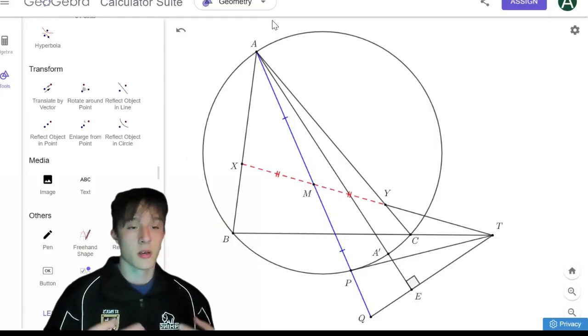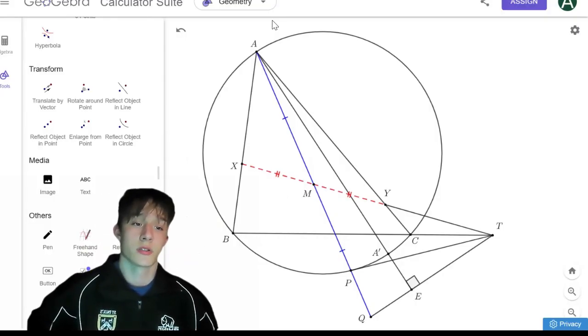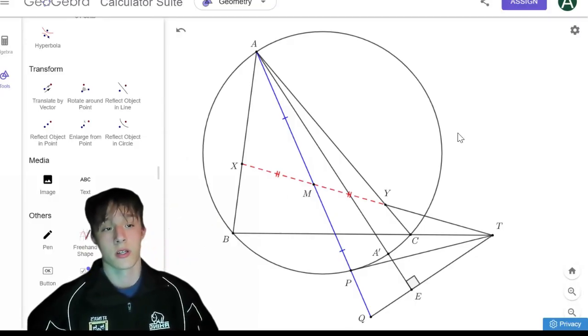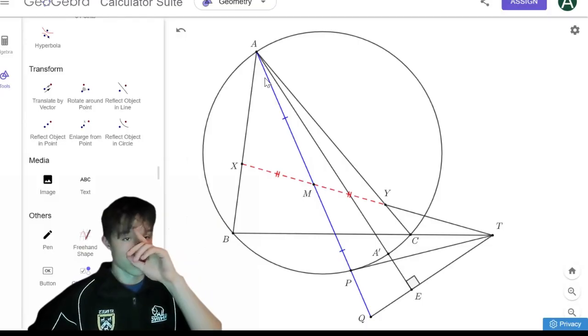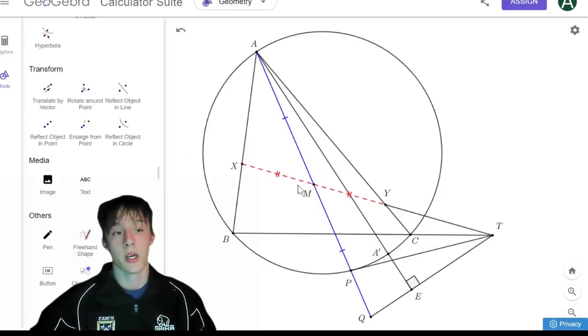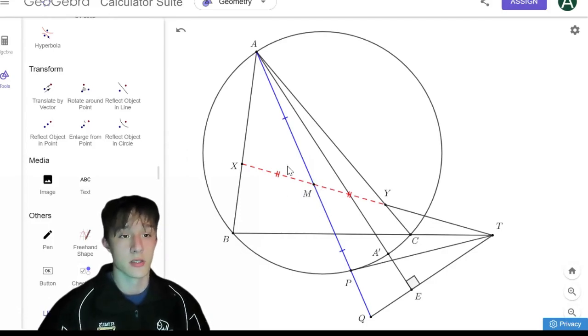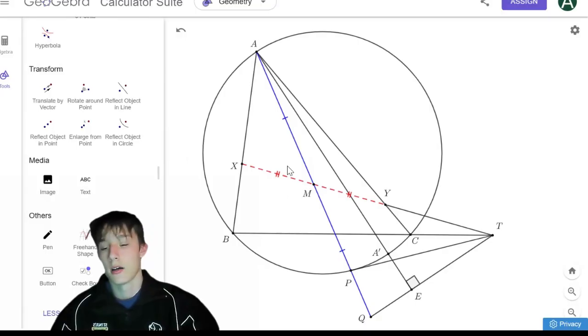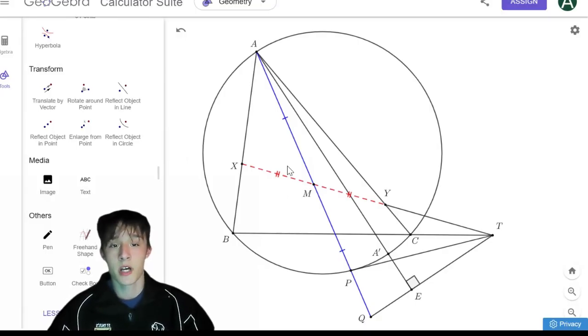So what are bad points? Bad points are points that we don't really understand, that we don't know the structure of, and that are not really related to the question. So what I'm talking about is, for example, point Q or point M. We have no idea how they directly relate to ABC. So it's hard to make any predictions about them.